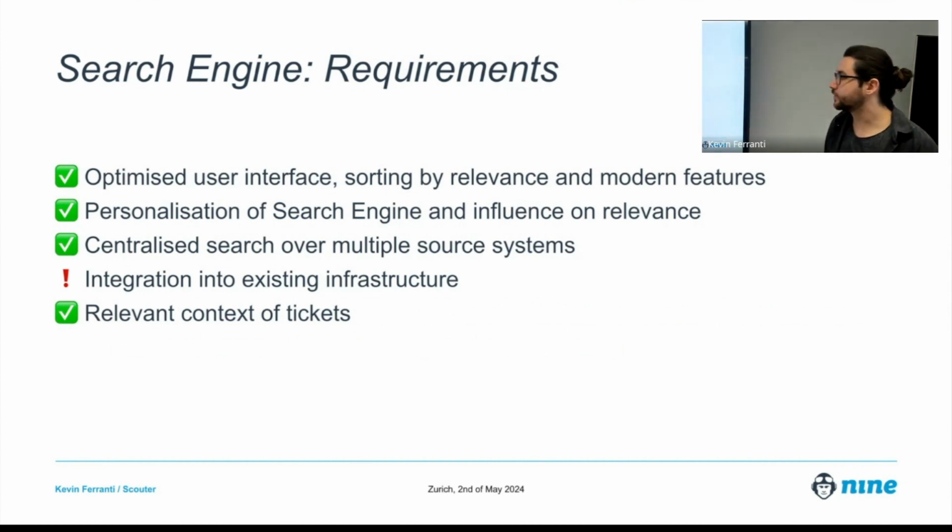You should be able to centralize the search, which means you don't have to go into each individual ticketing system, but you should actually be able to search from one point and have the data centralized, which is also given. If you want to integrate it into other tools, it would be needed to have a REST API, which would be really cool, but that is not yet given. And it shows relevant context of tickets, which is GitLab, other tickets that are linked, and so forth.